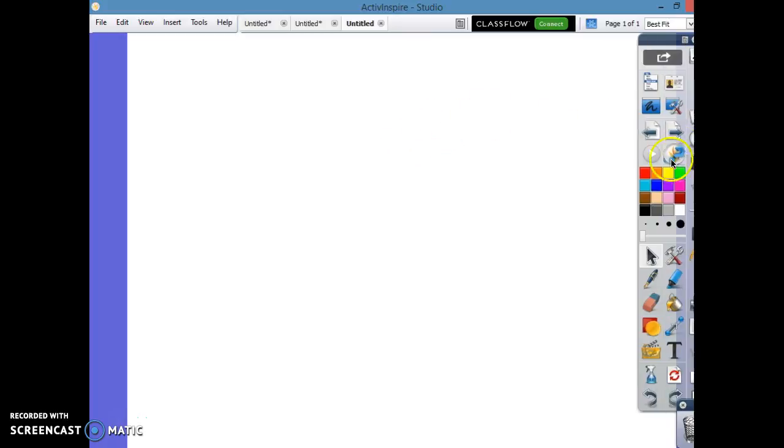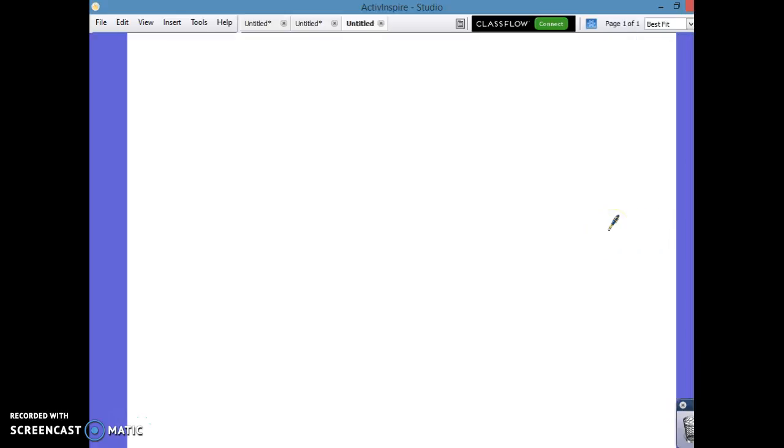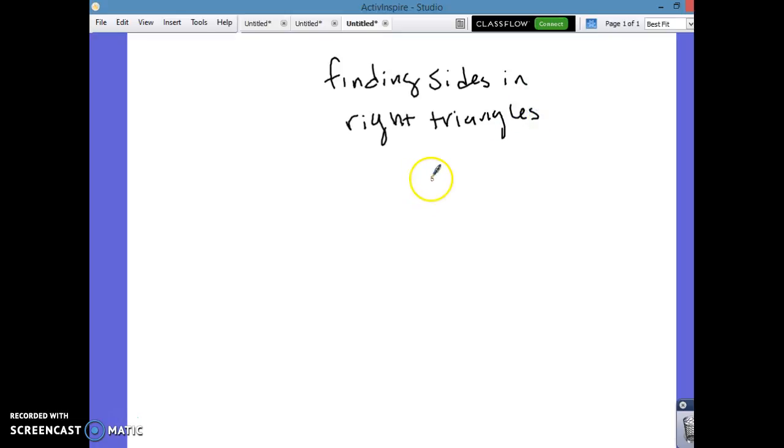So what we're going to be talking about first is how we find missing sides in right triangles. This seems to be the biggest issue, figuring out which method we're going to be using. So we're talking about finding sides in right triangles.